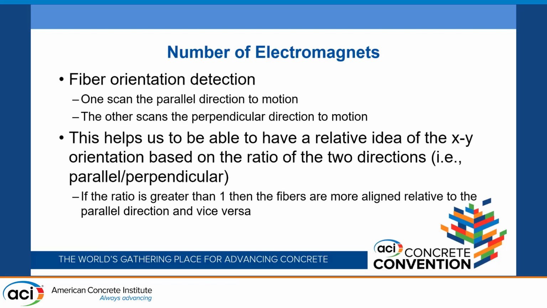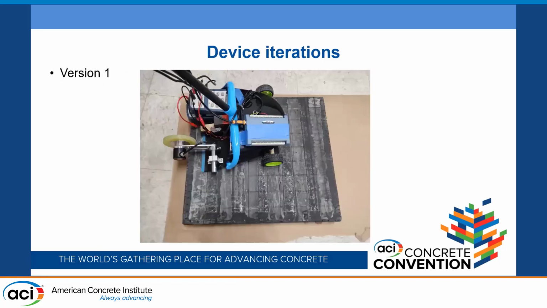So we have scans that are perpendicular to the direction and parallel to the direction of motion. And that gives us a relative idea of what our XY orientation is based on the ratio in 2 directions. And so if the ratio is greater than 1, the fibers are more aligned relative to the parallel direction, and vice versa. Okay, and so here's our first iteration of a device.